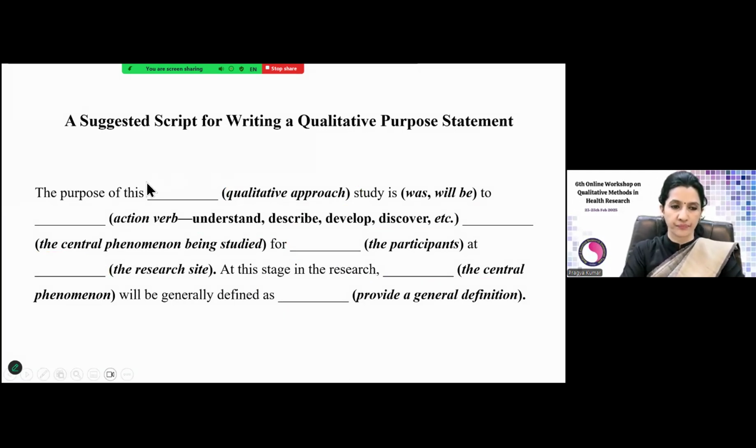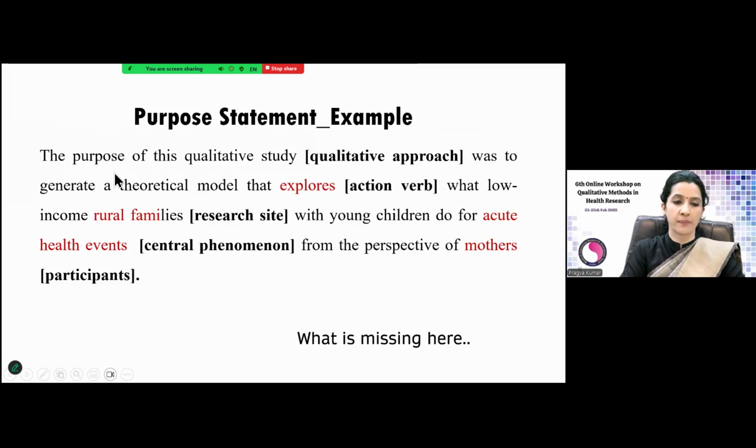Again, it is written that the purpose of this qualitative study was to generate a theoretical model that explores what low-income rural families, which is a research site, with young children do for an acute health event. So here my acute health event is the central phenomenon, from the perspective of mothers. So mothers are my participants. So what is missing here? If you can recall the previous slide, what is missing in this purpose statement?